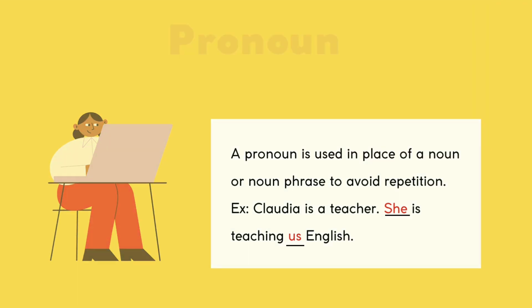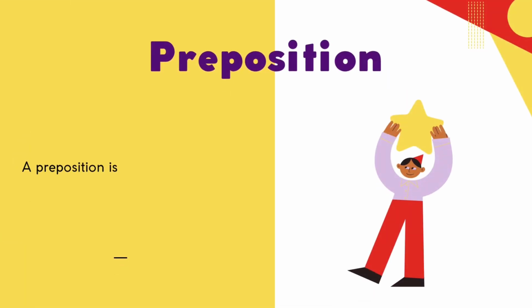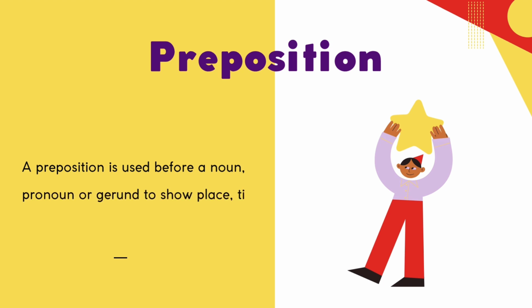Next, preposition. A preposition is used before a noun, pronoun or gerund to show place, time, or direction. For example, the star is on your head.